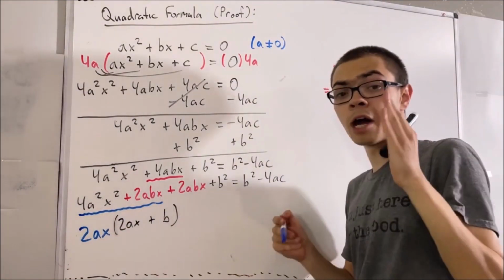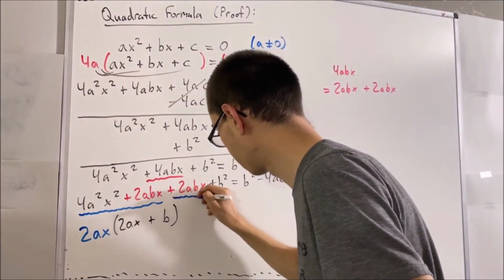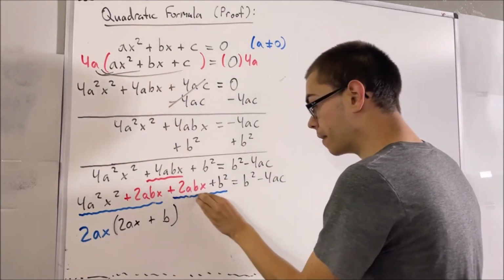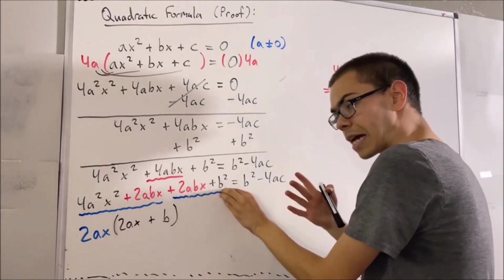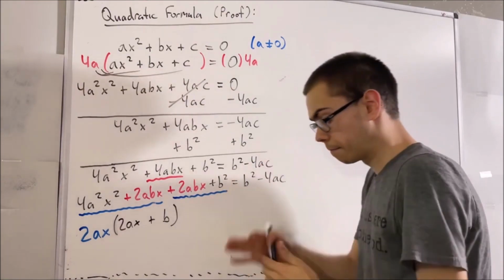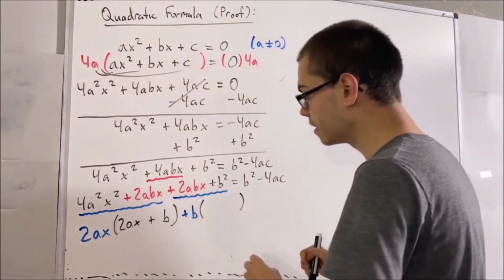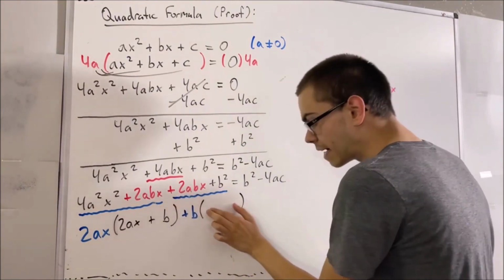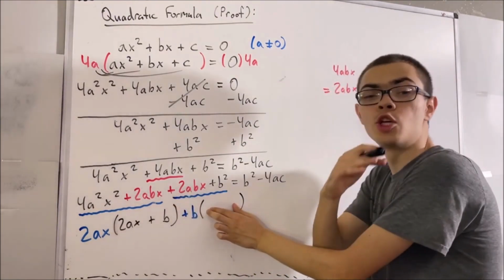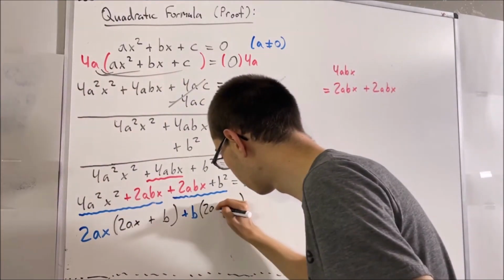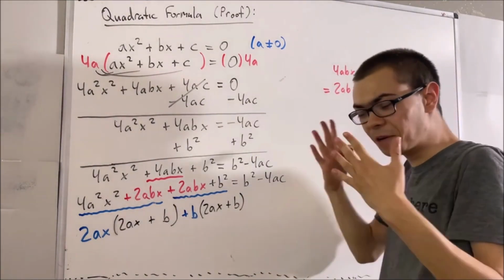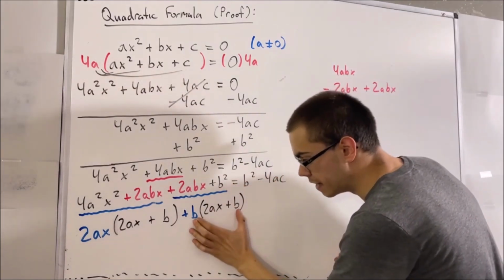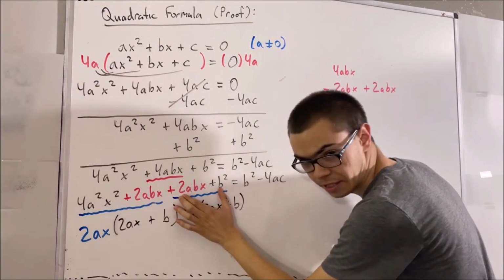Now let's focus on our second group of terms. If we take out a greatest common factor from these two terms, the greatest common factor is b. And if you factor out a b from these two terms, inside the parentheses, you're going to be left with 2ax plus b. And again, you could verify by distributing across that this is in fact equal to this.